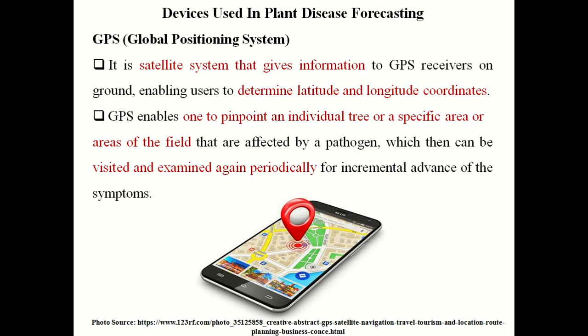So GPS can identify the area, field or locality that is affected by the pathogen. If we want to visit the same place, same field or same locality in future to see whether any change has taken place or not, we can simply enter the latitude and longitude coordinates directly into Google Maps, and we can directly reach the same locality or the same place with the help of GPS. So this is the importance of GPS.